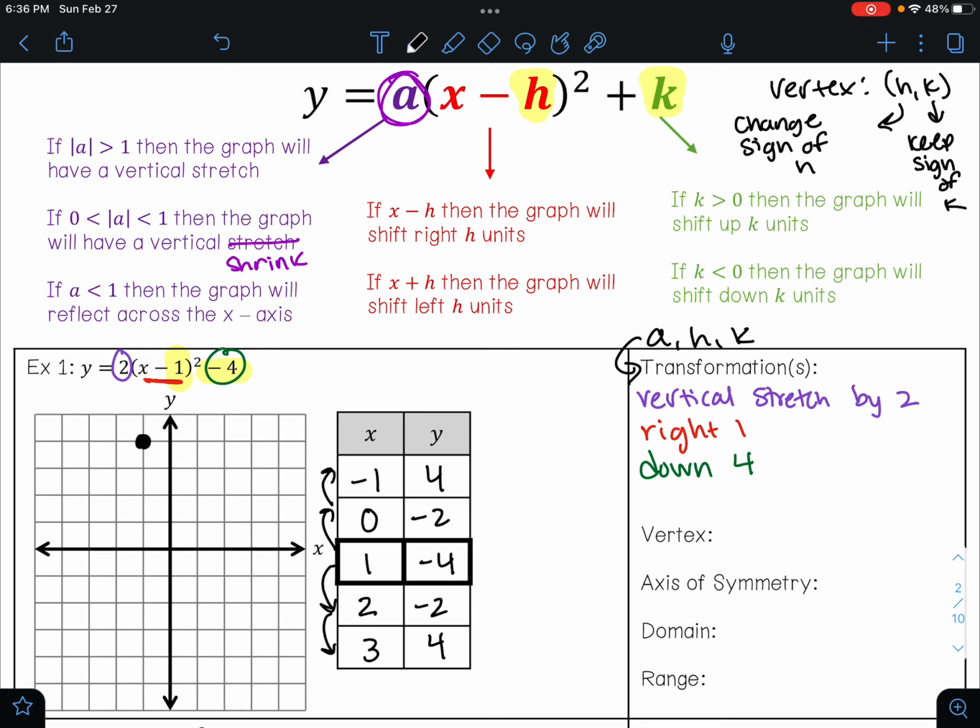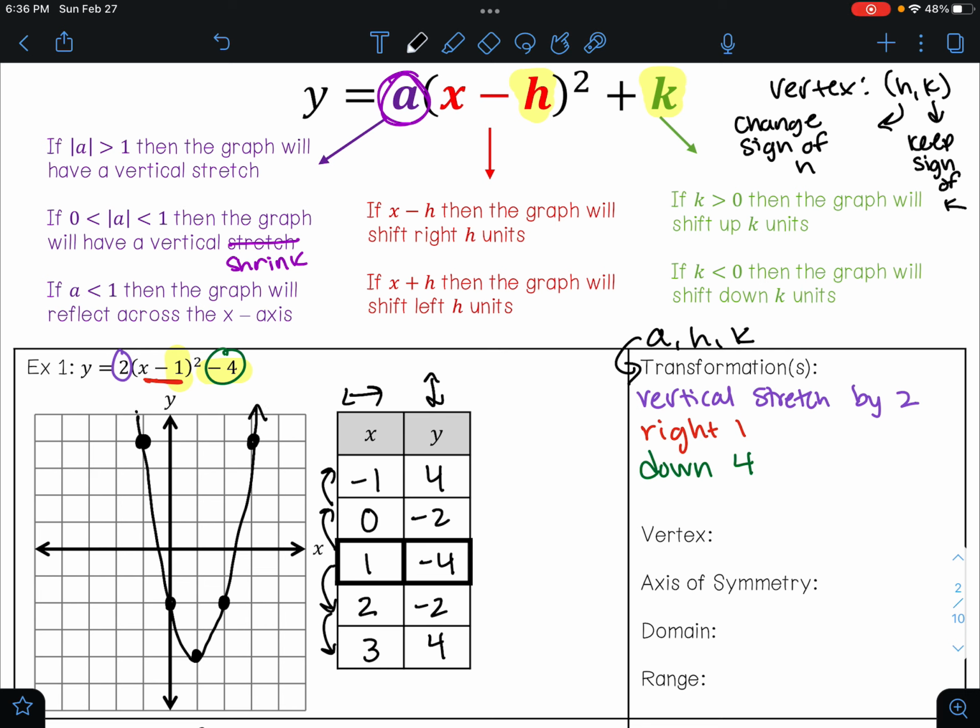Remember, x is left to right, y is up or down. Then I have 0, -2, 1, -4, 2, -2, and 3, 4. Once I have those points, I can go ahead and graph my parabola.